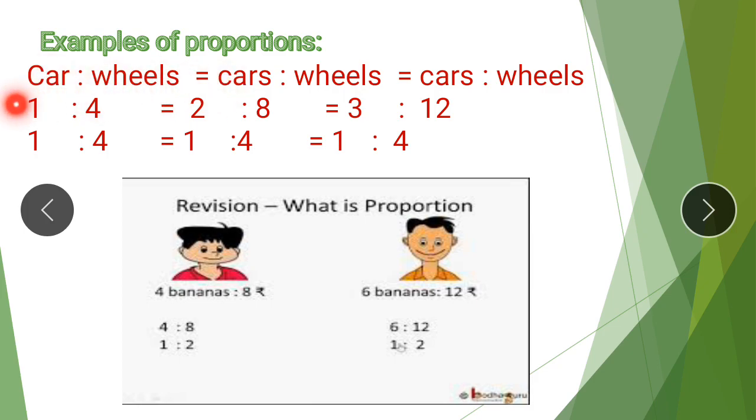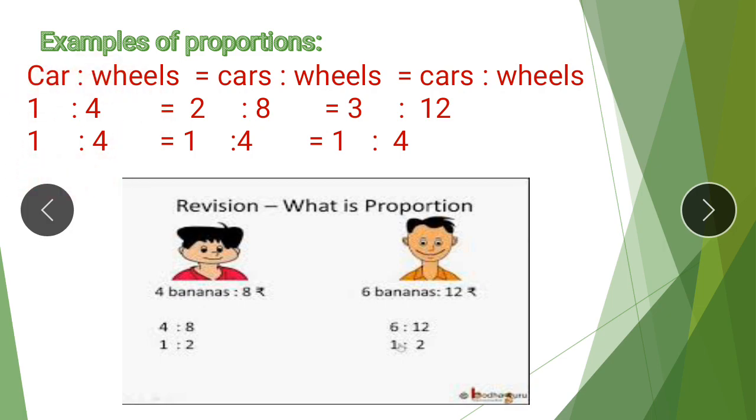Let's better understand the concept with some examples. Here we can see two quantities, cars and wheels. As ratio is a relation between two quantities, there exists a relation between cars and wheels, that one car has 4 wheels. If we increase the number of cars, the number of wheels will also increase, like 2 cars 8 wheels, 3 cars 12 wheels.